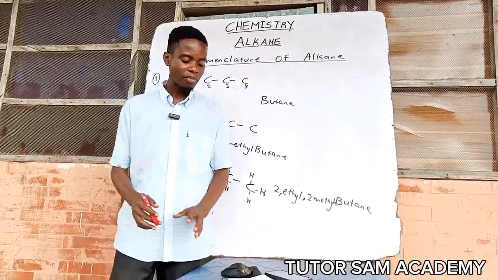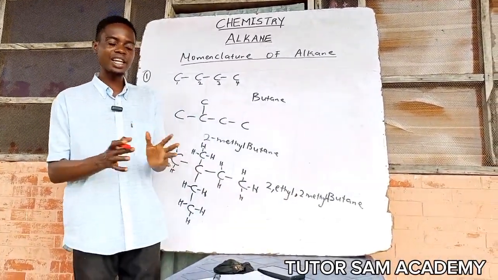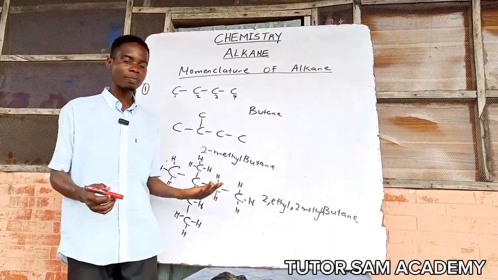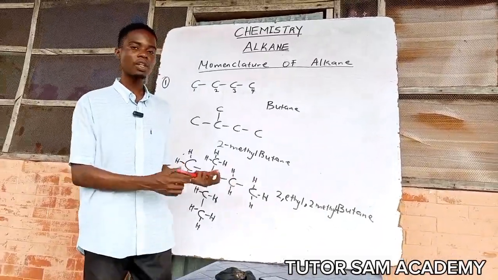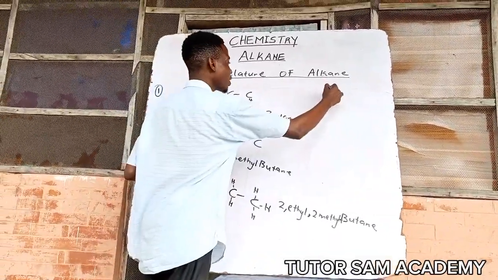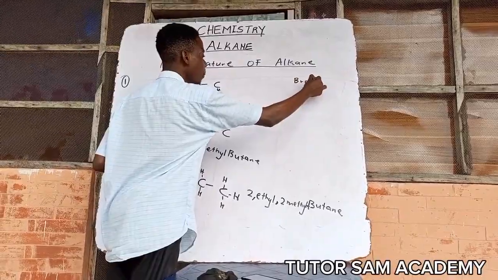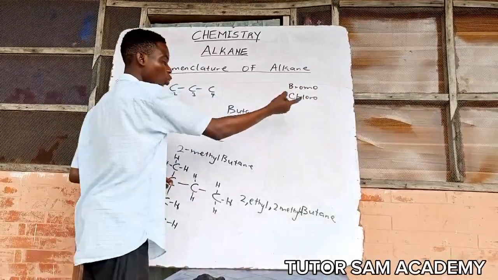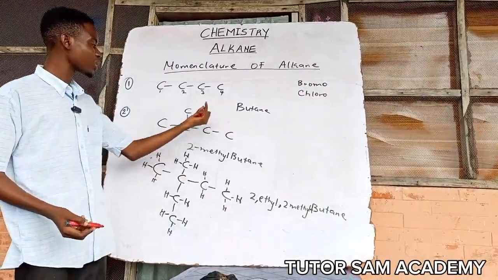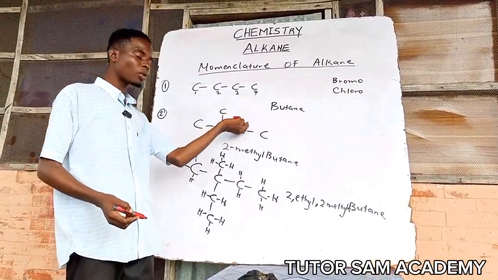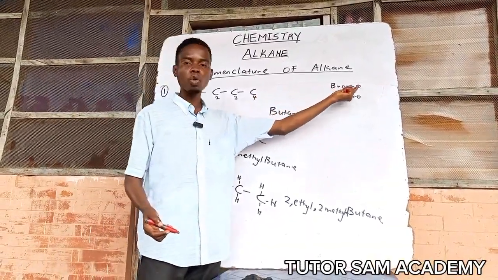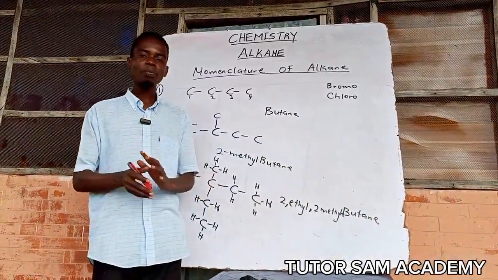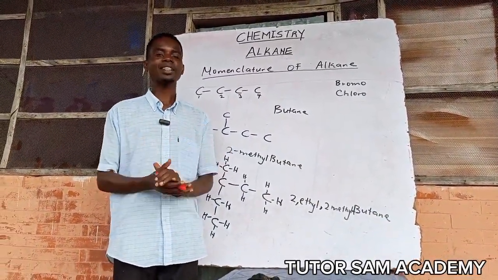Then finally, if any electronegative substituents are involved, like chlorine or bromine, you don't just write bromine or chlorine. We put them with endings like bromo and chloro. If it falls on any carbon, you take note of that carbon, then you complete it with bromo and chloro. So that is all about the IUPAC nomenclature of the alkane series.